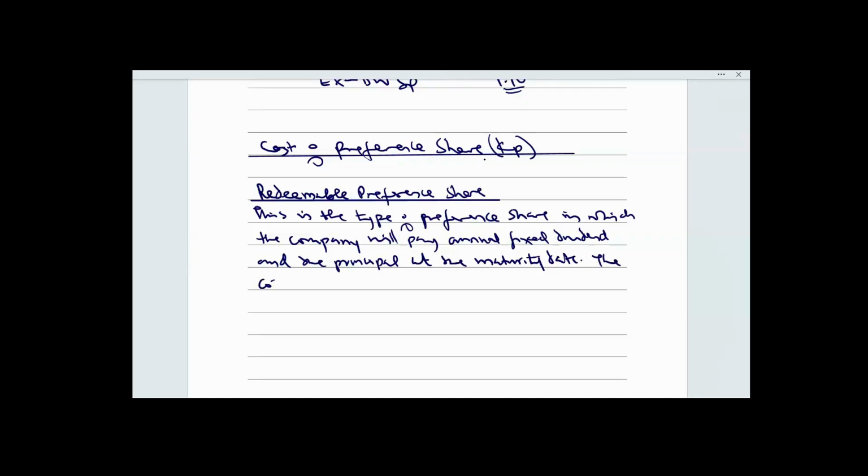Before that, it should be noted that preference share can be redeemed at par, at a premium, or at a discount.